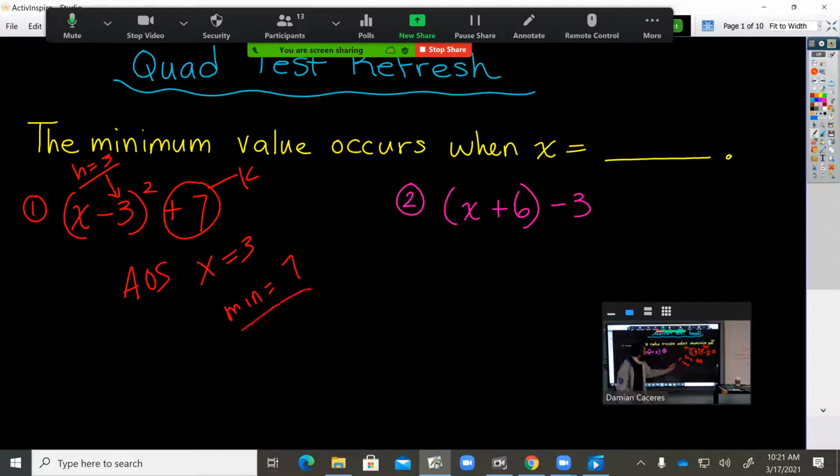Now, one of these pieces of information is the answer. The minimum value, 7, occurs when x equals what? 3. So the answer here would be 3. Grab the number in the parentheses, change the sign, and that's your answer. That would be your axis of symmetry, or your x value whenever the minimum occurs.